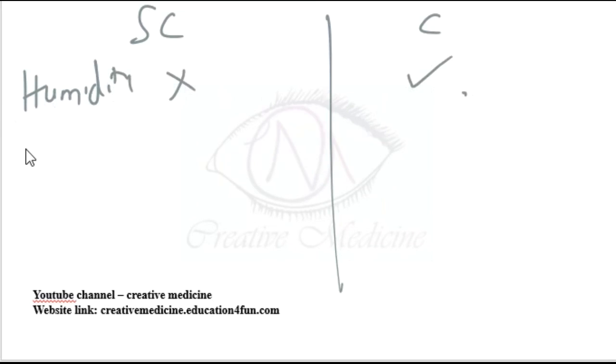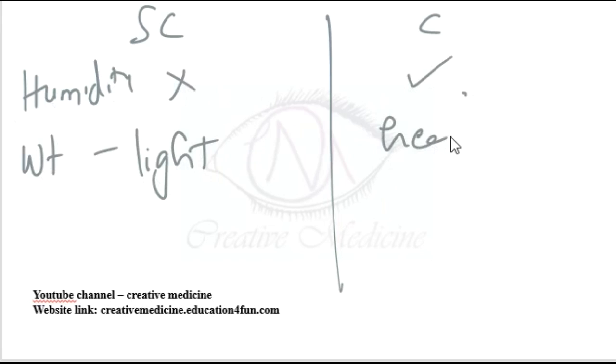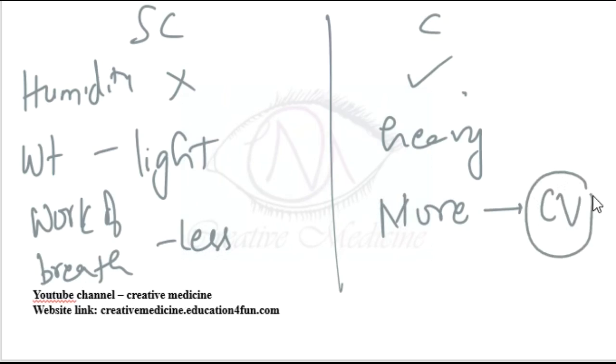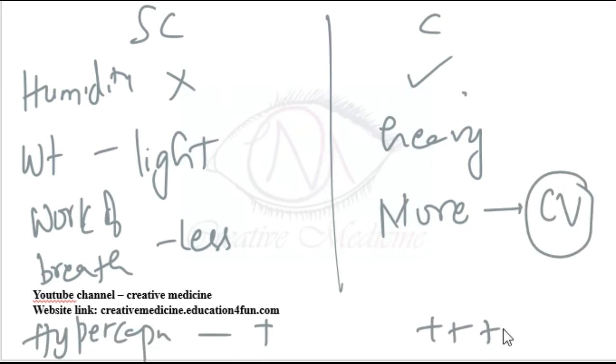Semi-closed circuit is lightweight. Closed circuit is heavyweight. In semi-closed circuit, work of breathing is less, whereas in closed circuit, work of breathing is more, and as a result, closed circuit is suitable for only controlled ventilation. Hypercapnia is less in semi-closed circuit and hypercapnia is more in closed circuit.